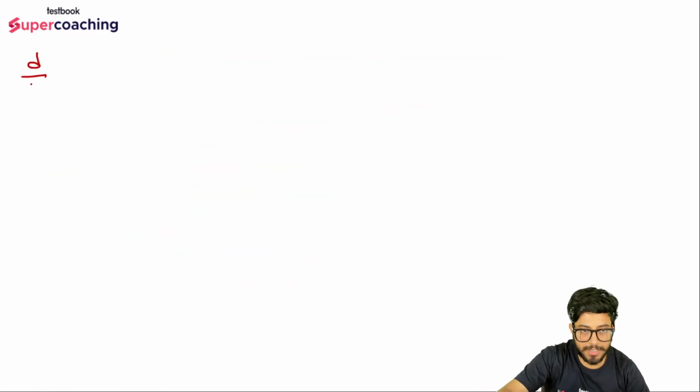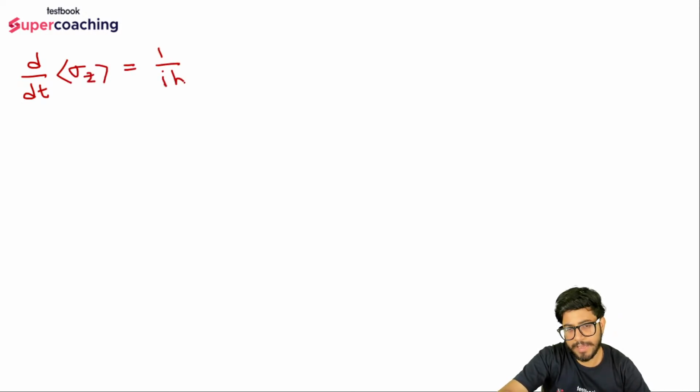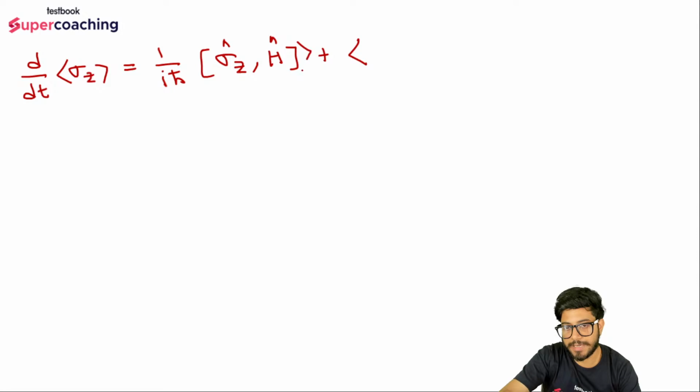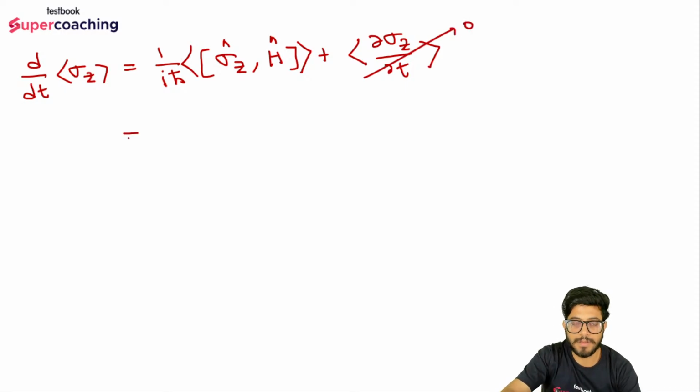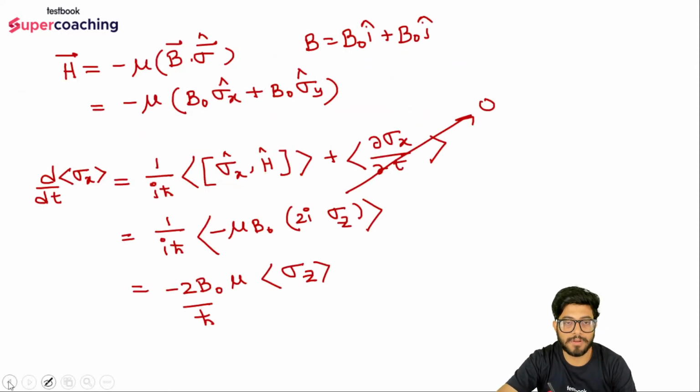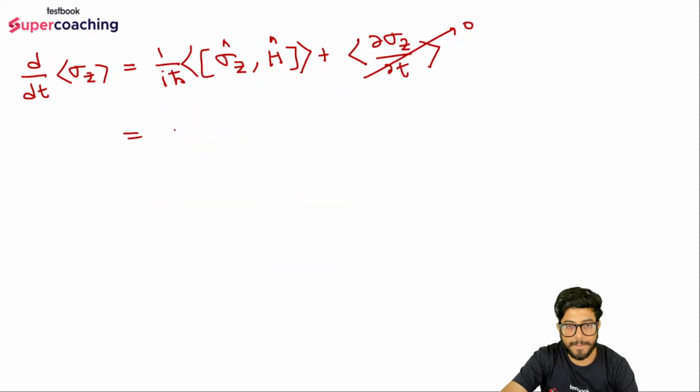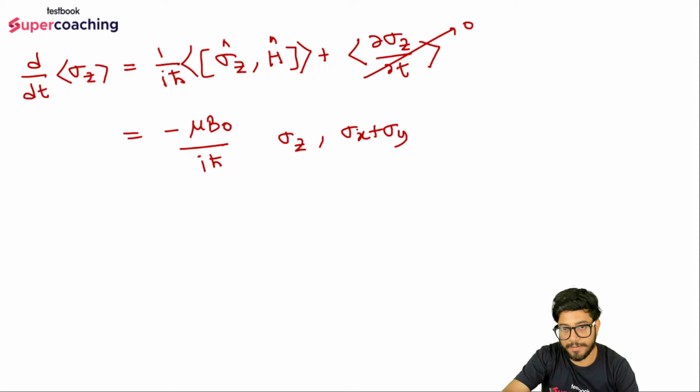What can I get by d/dt of the expectation value of sigma z, which is 1 by i h cross, the commutator of sigma z with the Hamiltonian? Of course, plus the expectation value of the partial derivative of sigma z with respect to t. This one is 0. Okay, the Hamiltonian is negative of mu B naught, sigma x plus sigma y, and the commutator is sigma z comma sigma x plus sigma y.